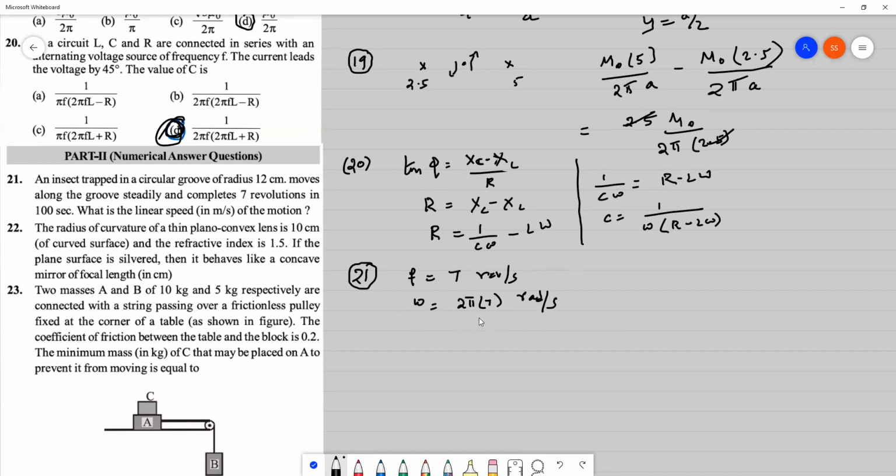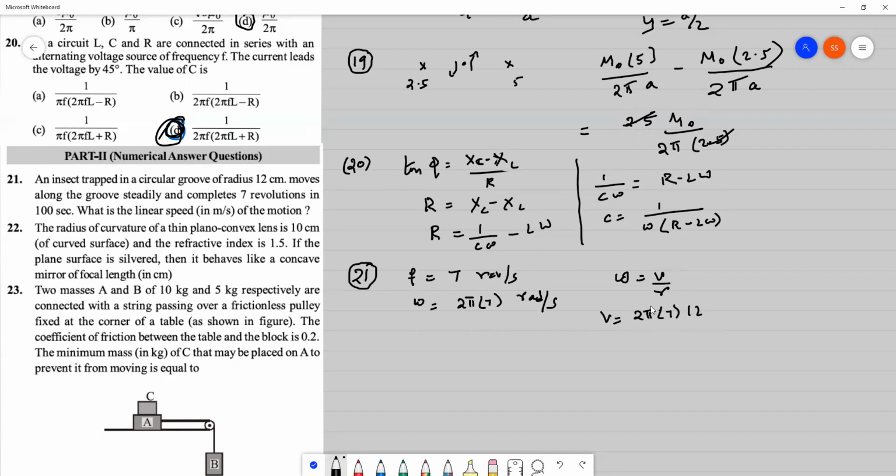So this is omega. What will be its linear speed? We know that omega is equal to V by R, so V should be equal to omega into R. Omega is 2 pi into 7, and R is 12 centimeter. You can calculate this value. So V is equal to R omega.